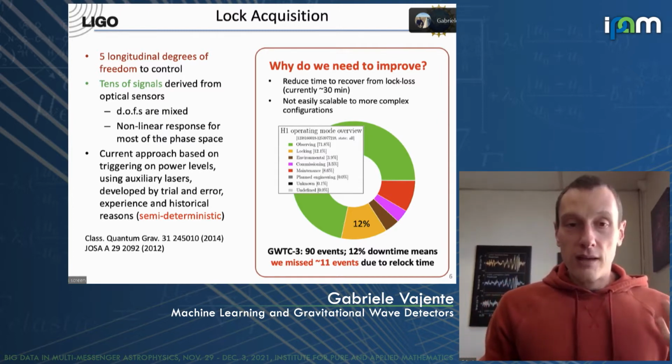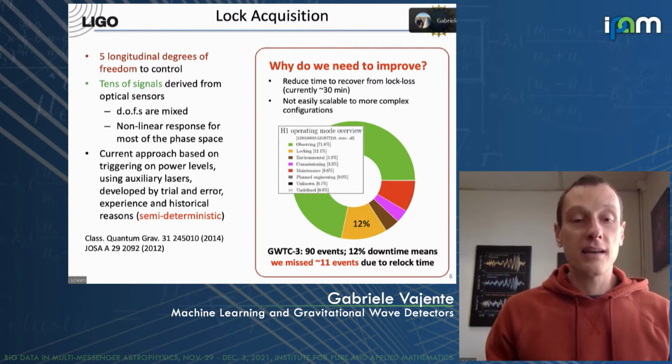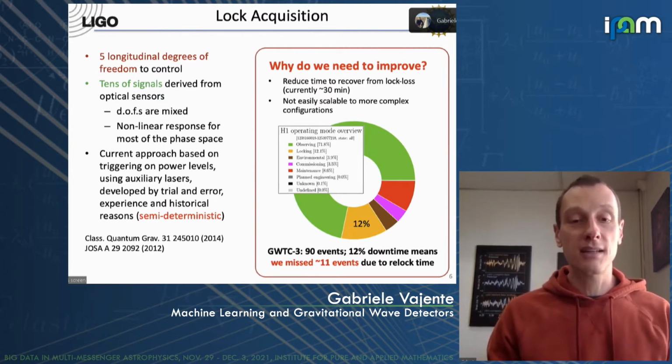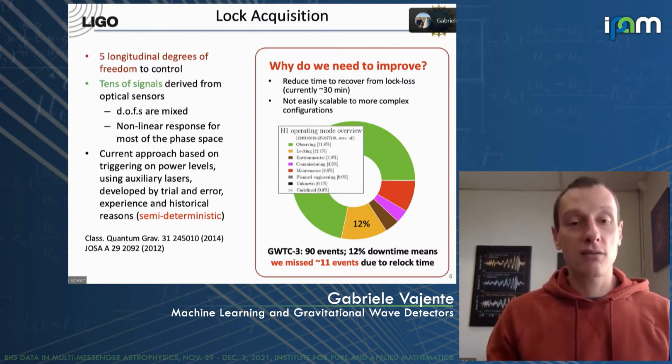So if we can reduce this, we have a direct science payoff, because 12% of downtime over all of GWTC-3, or all of O3, means 12% of 90 events, which is about 11 events that we might have missed just because we were not observing during that time, because we were trying to recover the high sensitivity operation of the detector.